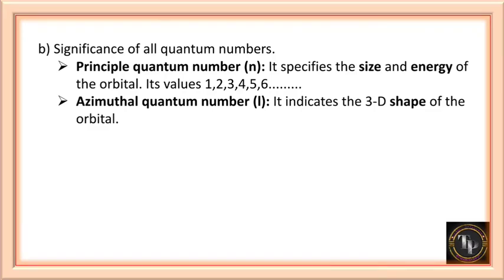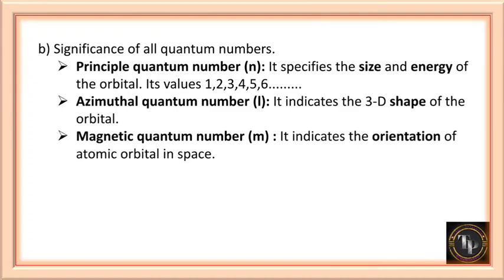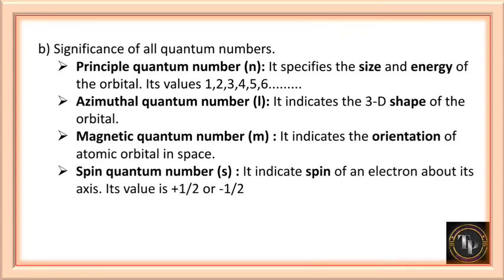Azimuthal quantum number, denoted by small l. It indicates the 3D shape of the orbital. Magnetic quantum number, denoted by small m. It indicates the orientation of the orbital in space. Spin quantum number indicates the spin of the electron. Its value is plus half or minus half. Very important question. Remember, principal, denoted by small n, is size and energy. Azimuthal quantum number, small l, is 3D shape. Magnetic quantum number, small m, is orientation of the orbital. Spin quantum number, small s, is spin of the electron, plus half or minus half.